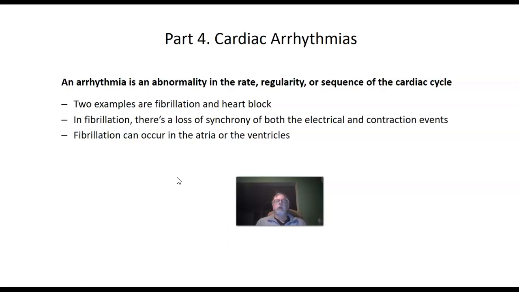And this is due to loss of synchrony of the stimulus, which are the electrical events. Normally, there's synchronous action potentials traveling through all the atrial myocytes and then conducted to all ventricular myocytes. This electrical stimulus generates synchrony in contraction of first the atria and then the ventricles. In fibrillation, this synchrony is lost.